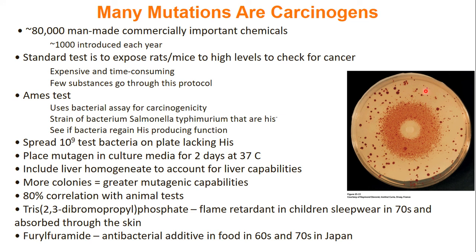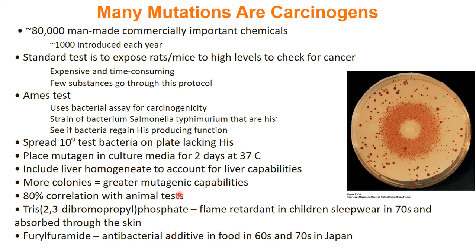And so you have your bacteria, and you have low levels of this carcinogen at the edge, and you have a gradient, where as you move closer to the center, you have higher and higher levels of carcinogen. And what you can see is that the more carcinogen, the more colonies. More colonies means more mutations to regain this His ability, which means it's more cancerous. So we are using bacteria for this, but it has been found that there is roughly an 80% correlation with the rat and mice tests. So it's a good indicator of whether something is going to be hazardous for us.